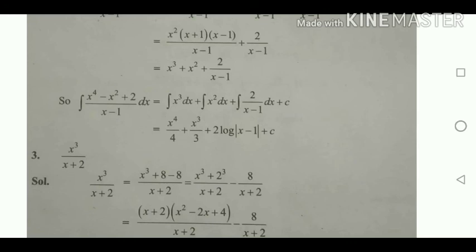After that we are integrating, we are getting the answer x power 4 by 4 plus x cube by 3 plus 2 log (x minus 1) plus c.